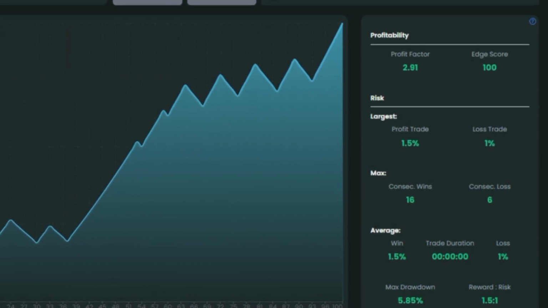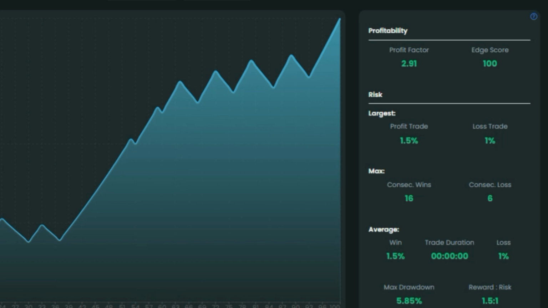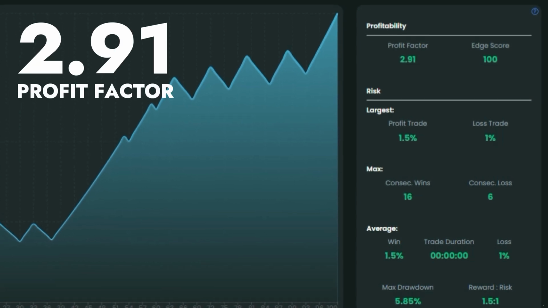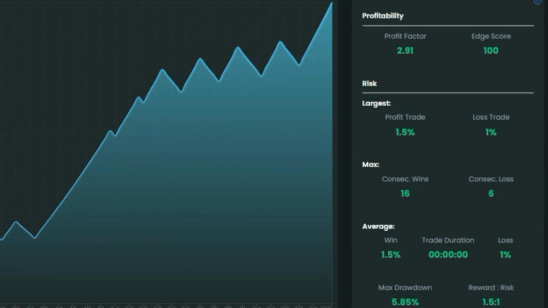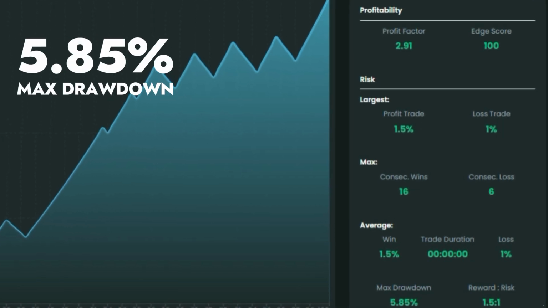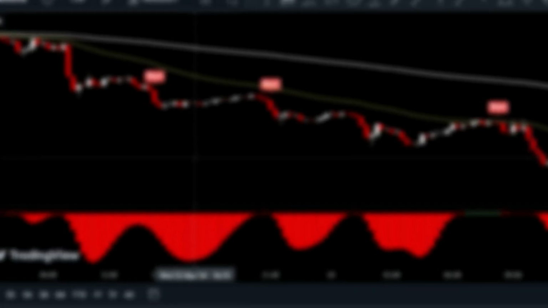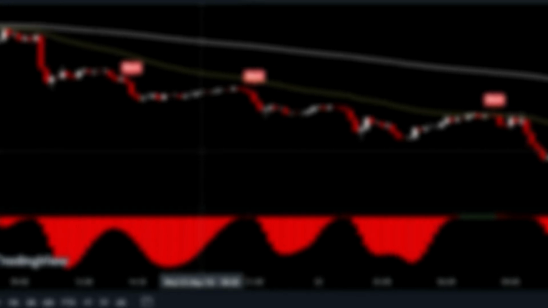We compared profit to loss and the profit factor was an impressive 2.91. Plus, the max drawdown, or the biggest dive, was just 5.85%.